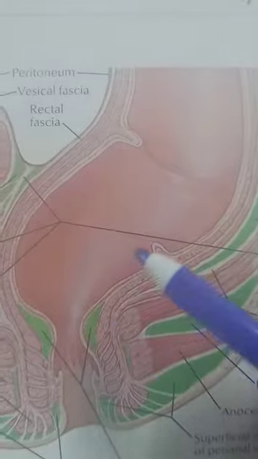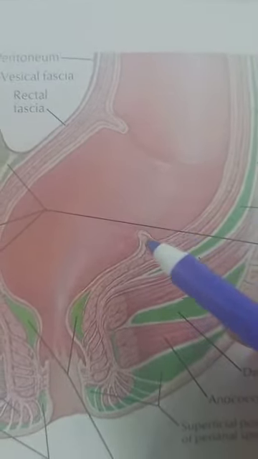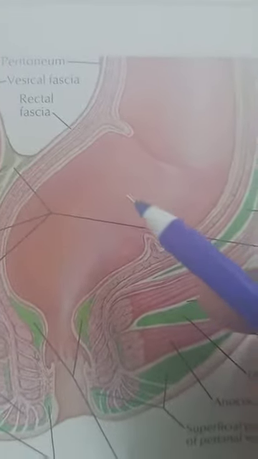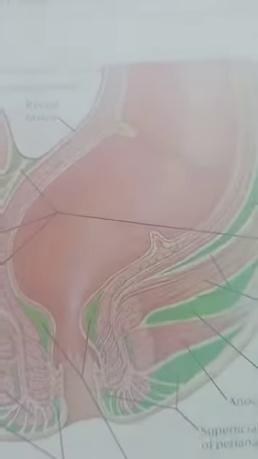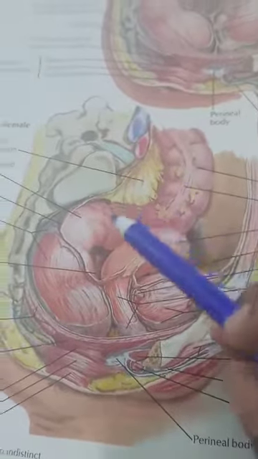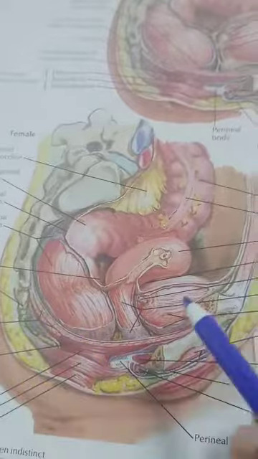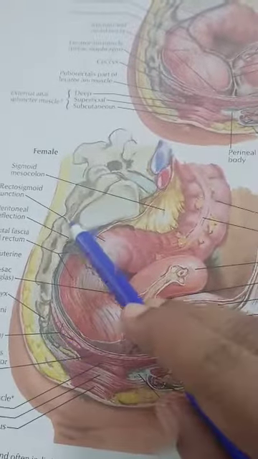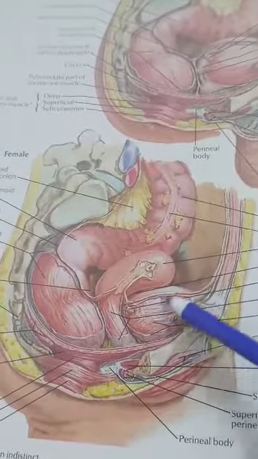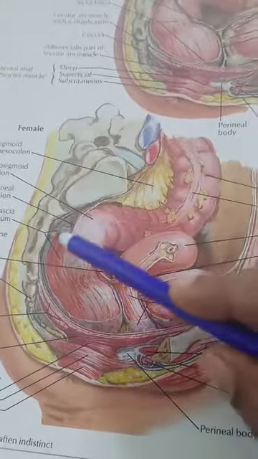It has two antero-posterior curvatures and three lateral curvatures. Curvatures means curves. Here we can see this is the sigmoid colon and this is the rectum. This is the anterior part, this is the posterior part. Here we can see the sacrum and coccyx. On the anterior part we can see the urinary bladder, uterus and all. So there will be an antero-posterior curvature for the rectum.